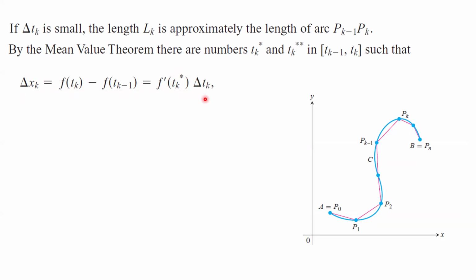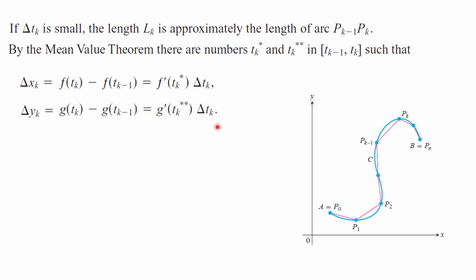In turn, we can write down delta y_k with the same argument using the mean value theorem, everybody. Since y is a function of t using g, you have g of t_k minus g of t_k minus 1, which in turn is equal to g prime of t_k double star, which is a point in the closed interval here, times delta t_k. Why is it important? Because it helps us to make a calculation and derive a formula.